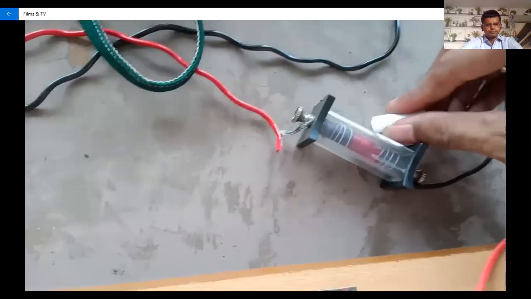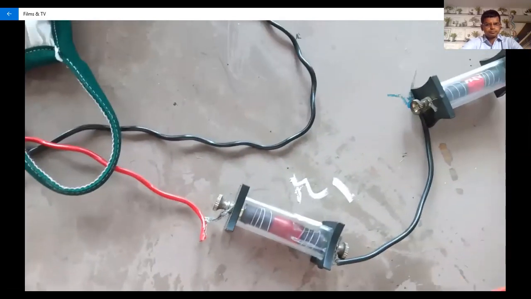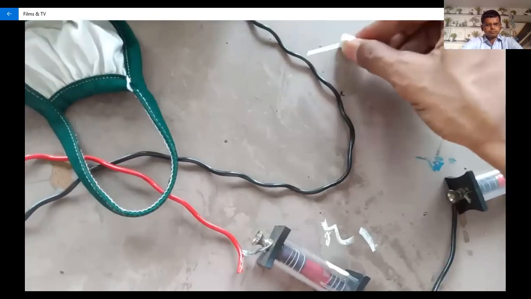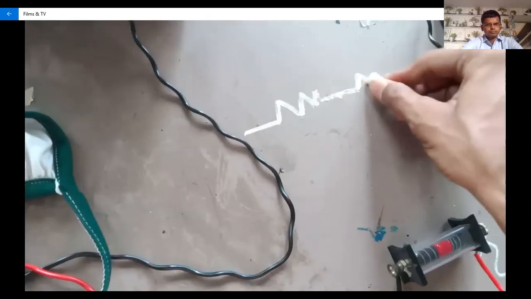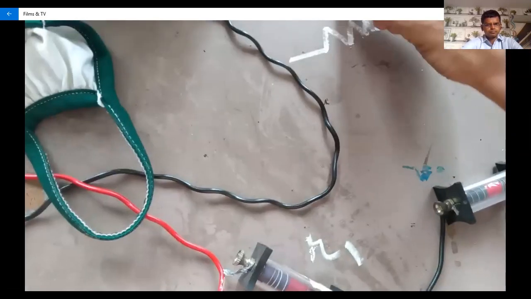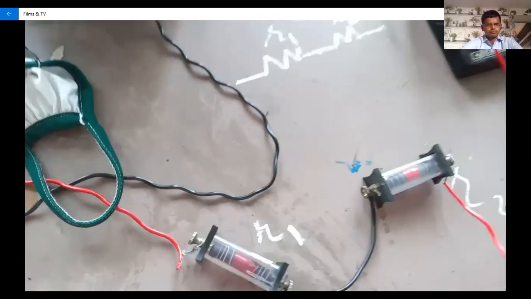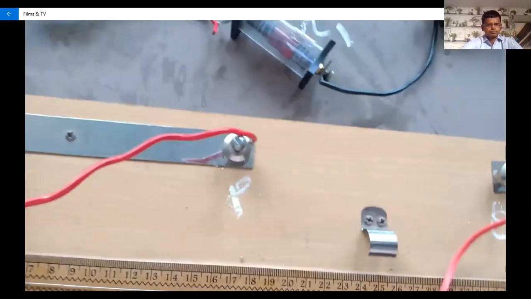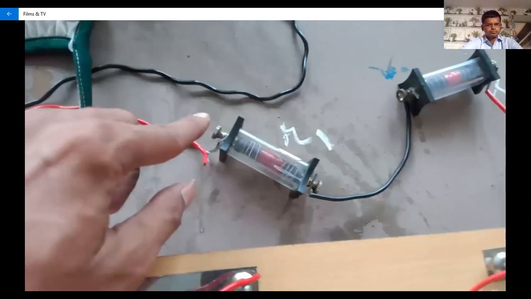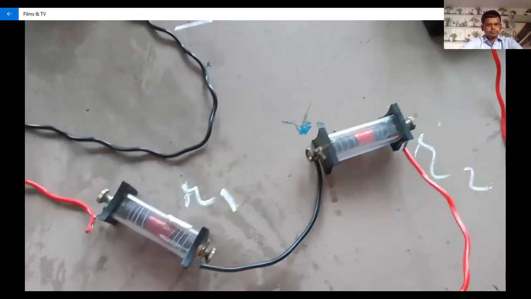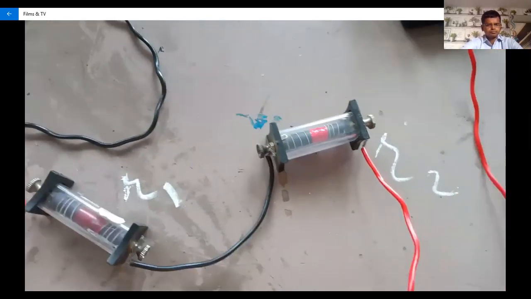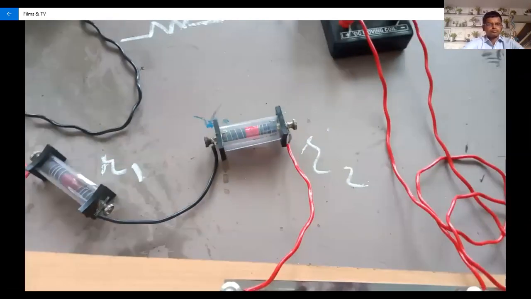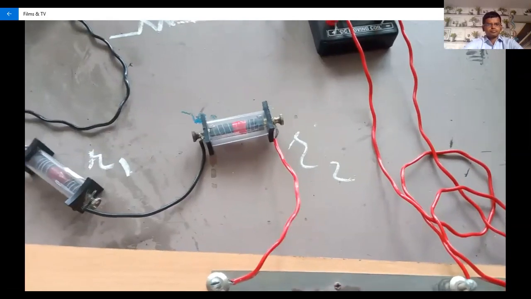So first here is R1, and this is R2. Now what is the series connection? Simply, R1 and R2 are joined in the same line. The connection starts from P to one terminal of R1, then the remaining terminal of R1 connects to R2, and the remaining terminal of R2 connects to Q. The remaining circuit is the same as in practical number 2.